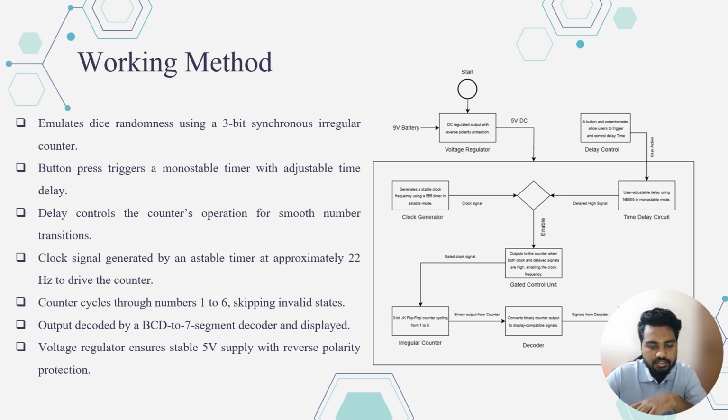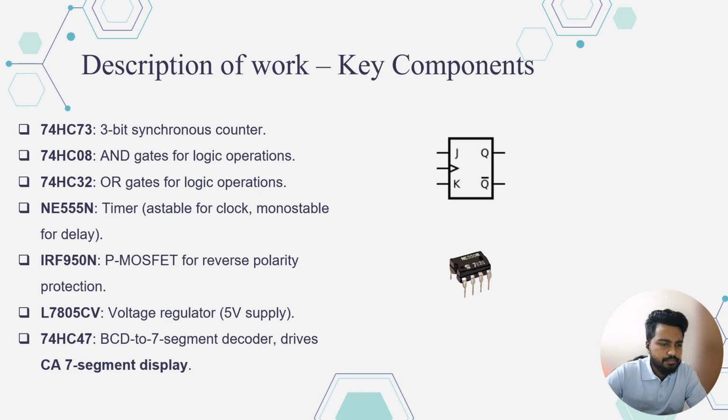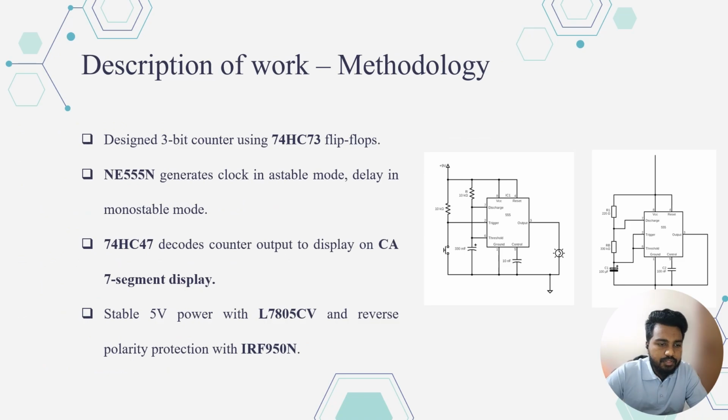The system generates a clock signal at 22 Hz through an astable timer, which drives our counter to cycle through numbers 1 to 6. These are the key components that we used in our project: a 3-bit synchronous counter, AND gate, a timer, a PMOSFET voltage regulator, and a BCD to 7-segment decoder. Then I will jump onto the methodology.